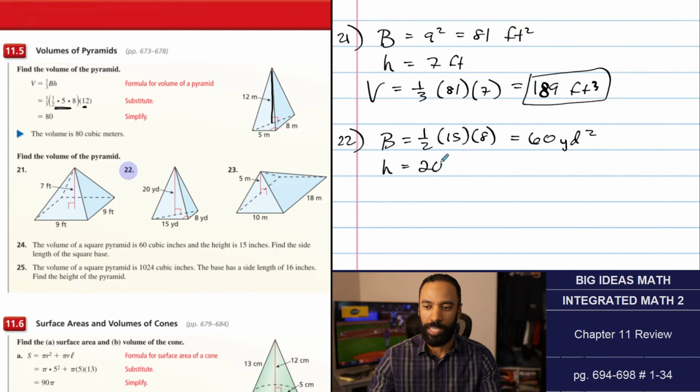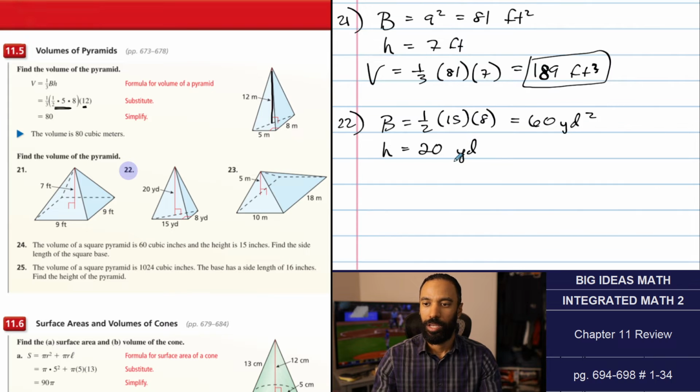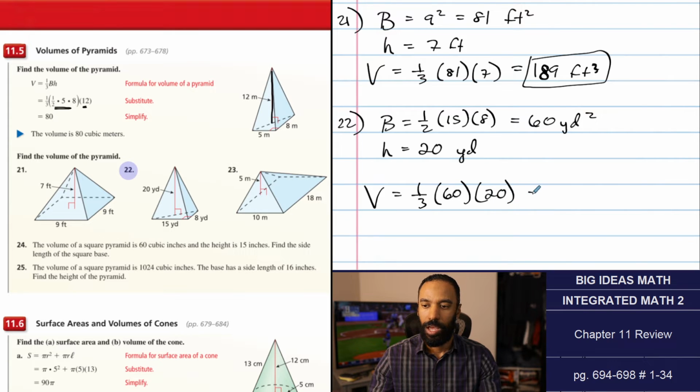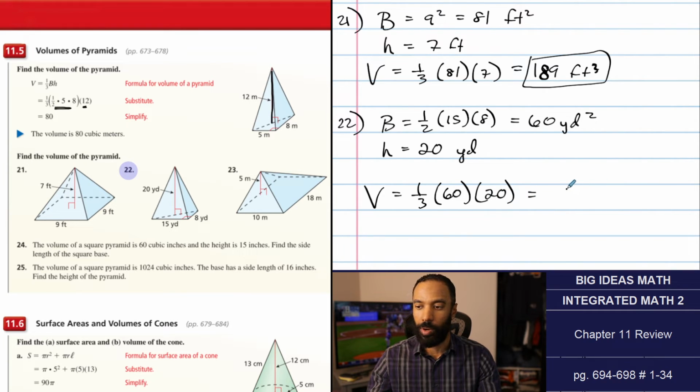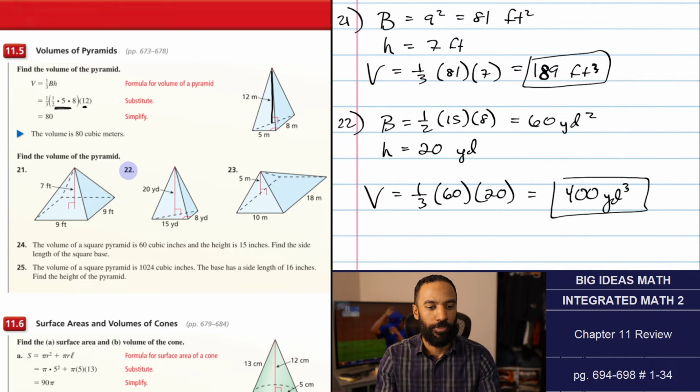This height being 20 yards. The volume is 1/3 area of base times height. Third of 60 is 20. 20 times 20 is 400. You get 400 cubic yards of volume, exactly, for that triangular pyramid.